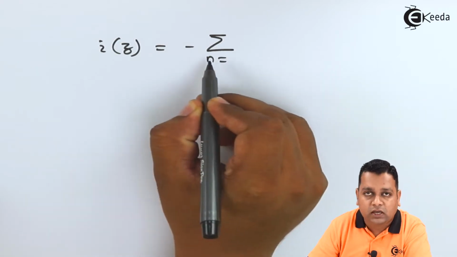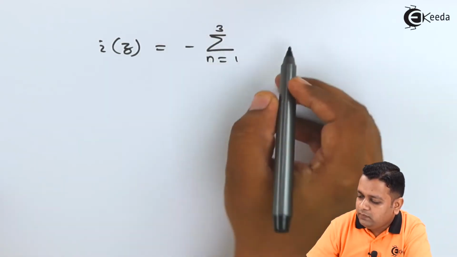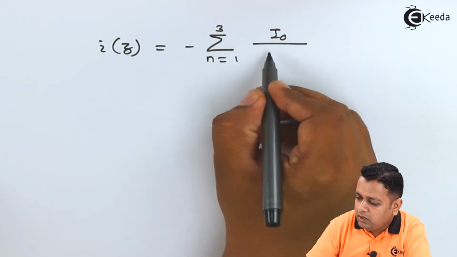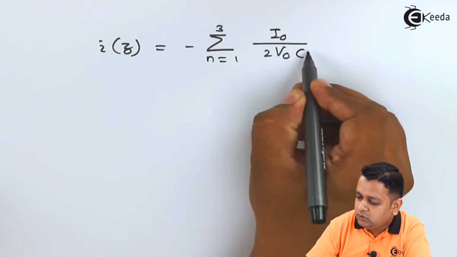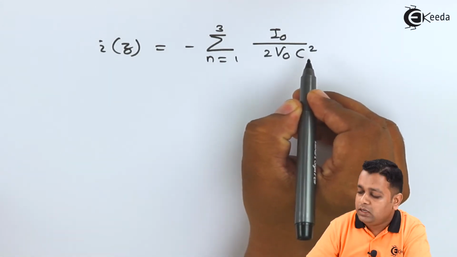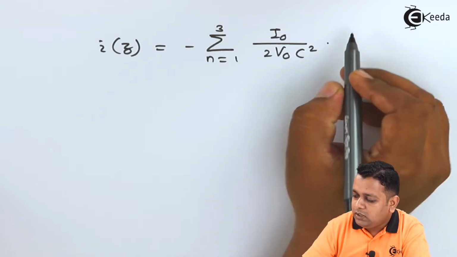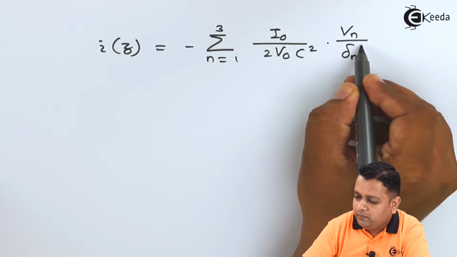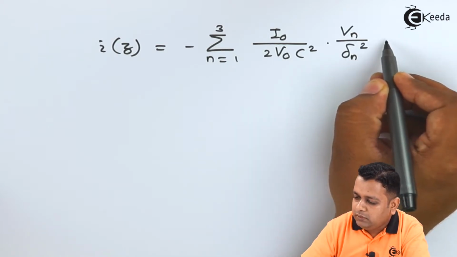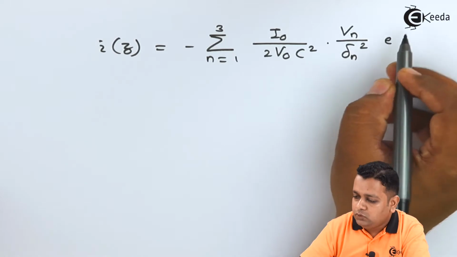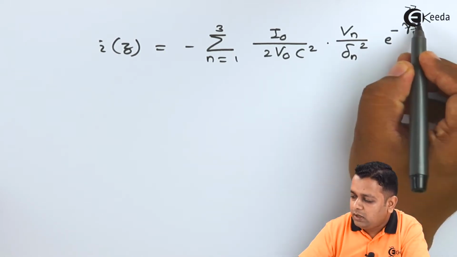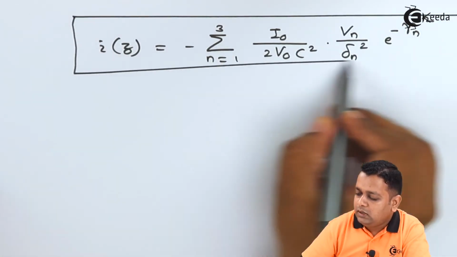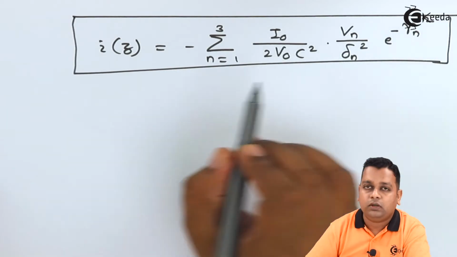Again the index term is n equal to 1 to 3 here, and here we have the representation of capital I0 divided by twice capital V0 into the gain parameter C, squared. In multiplication to it, it has Vn divided by del n, to the power 2, in multiplication to the complex exponential e to the power minus gamma n z. So this equation is also important, as it is for the current here.